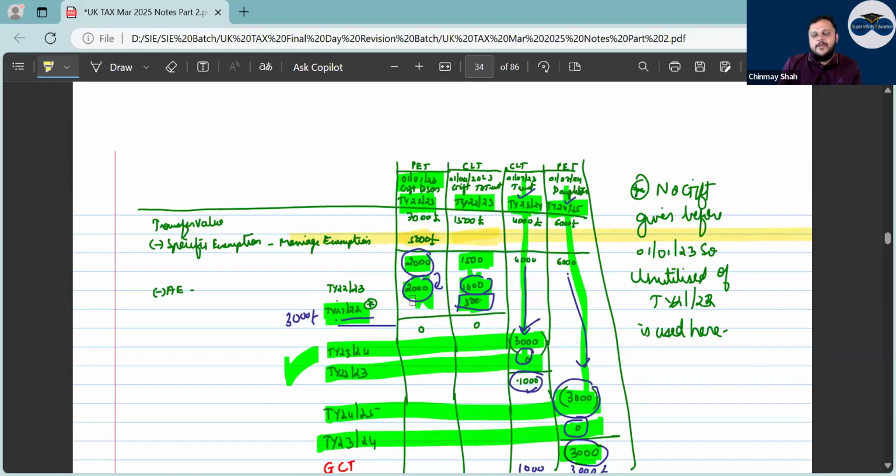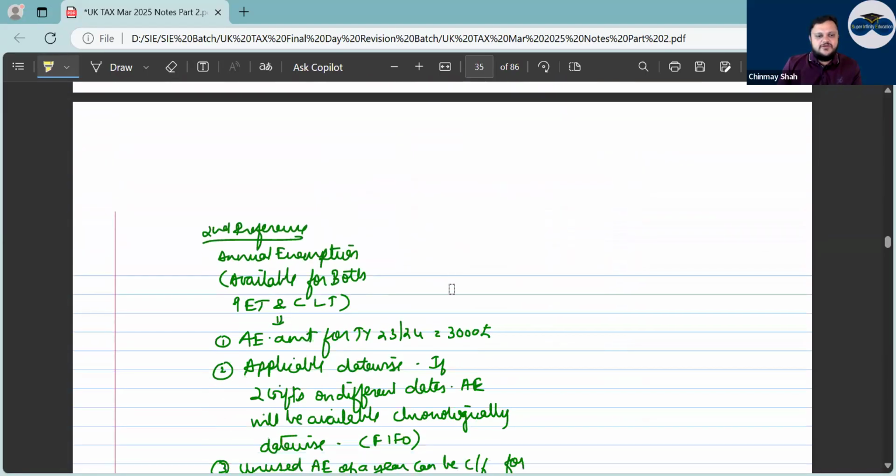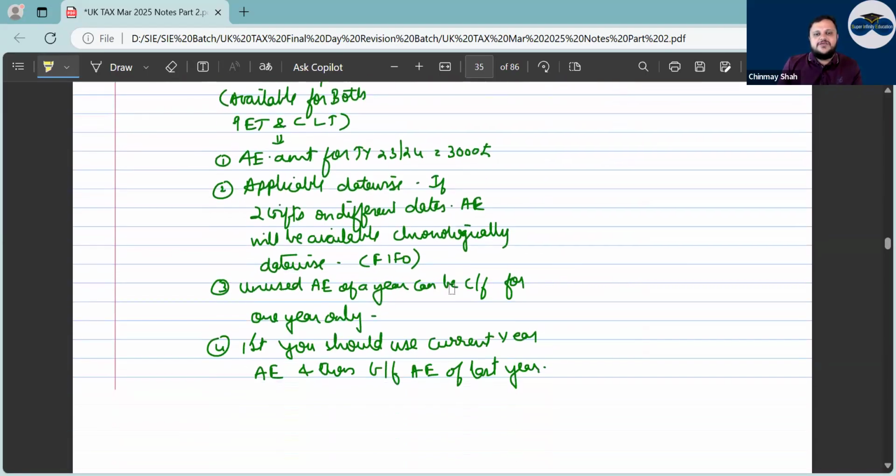Then you have, chronologically, whichever gift comes first, you can use the AE of the current year. The AE of 3,000 is available to you every year. Have a look. The AE amount for tax year 23-24 is 3,000, applicable date wise. If there are two gifts on different dates, the AE will be available chronologically, date wise.